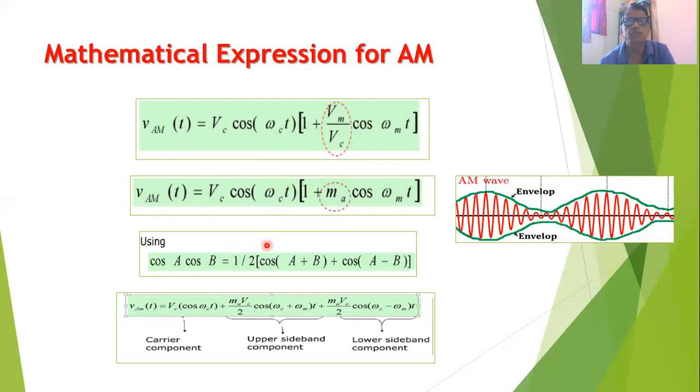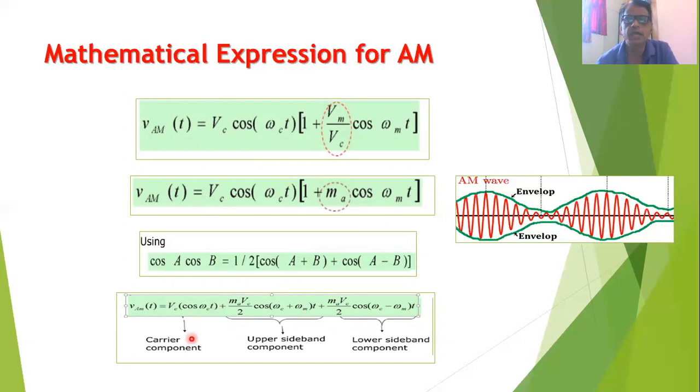But cos A into cos B can be replaced by 1 by 2 [cos of (A plus B) plus cos of (A minus B)]. And therefore I can rewrite this equation as m_a V_c by 2 cos of (omega_c plus omega_m) t plus m_a V_c by 2 cos of (omega_c minus omega_m) t. So you will find that this is the equation for the amplitude modulated voltage, where I will get three terms. The first term is V_c cos of omega_c t.